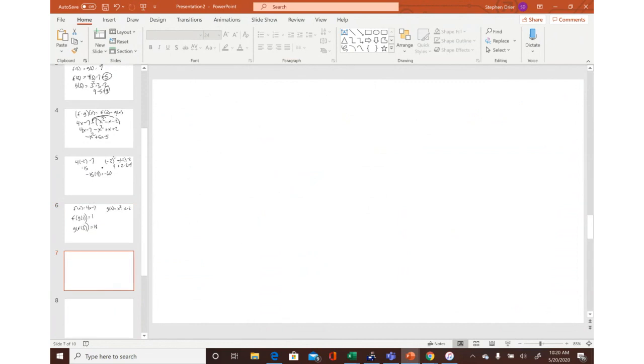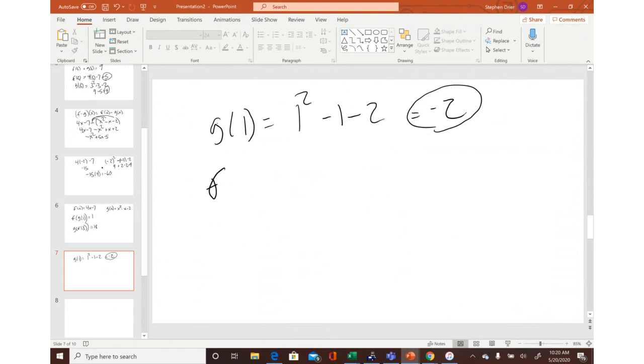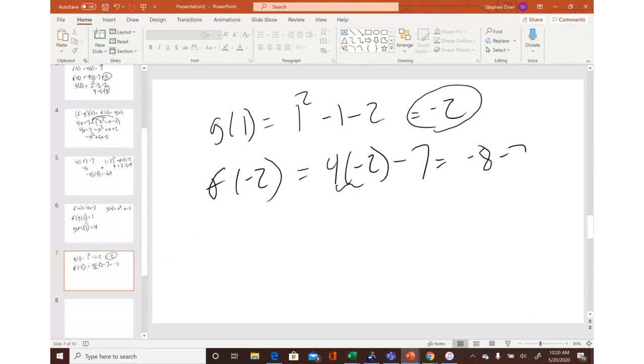So the first thing you got to find is g of 1. So how do you find g of 1? You take 1 and you plug it in. You get -2. Is that right? Mm-hmm. And now you're going to take this answer and you're going to find f of -2. Do we agree? So 4 times -2 minus 7 is -8 minus 7 is -15.